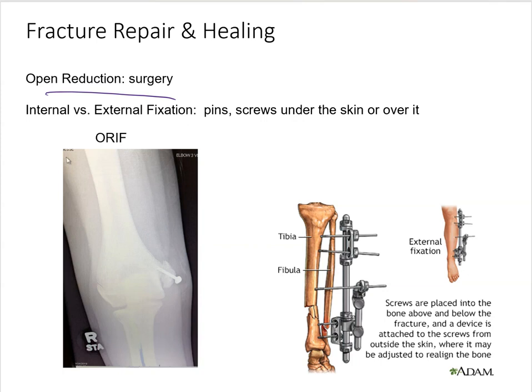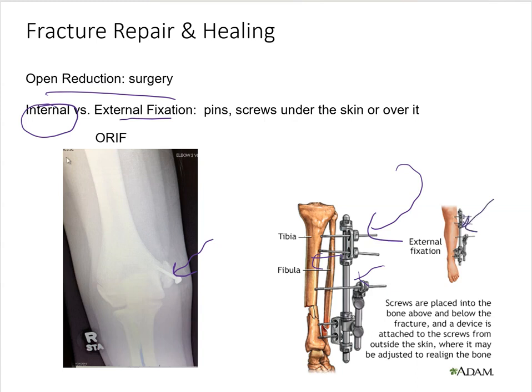Now, there's two ways to fix it, so to speak, internal and external fixation. So this is when we sometimes need pins or screws to hold the bones together. And, in this case with my son, that screw will be in there the rest of his life. It doesn't come out. So internal fixation is when the screw or the pin is under the skin. Whereas external fixation, you can see, obviously it goes into the bone, but you can see the device on the outside of the skin.